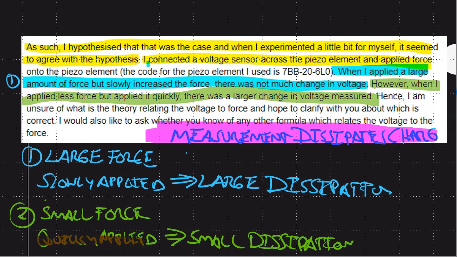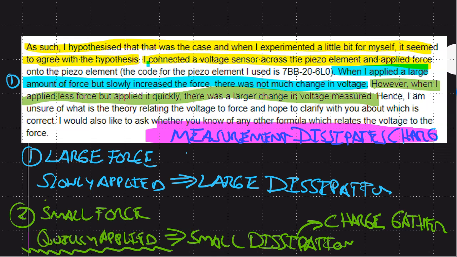where we are measuring our piezo in a quick way, like applying the force really quickly, the charge doesn't have as much time to dissipate, so it actually gathers on the surface. So applying a force slowly actually allows time for that charge to dissipate over our measurement device. But if we are applying our force very quickly, even if it's lower, the charge generation rate is a lot higher. Therefore, there's going to be accumulated charge while the RC time constant, which governs how fast the voltage built up on the piezo bleeds off, is in effect.